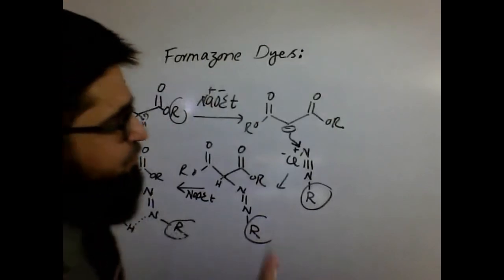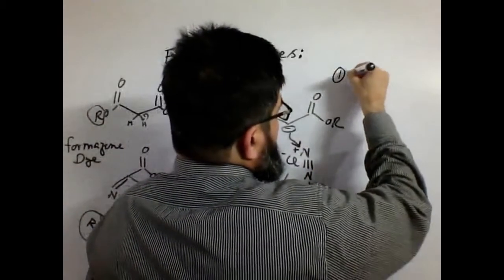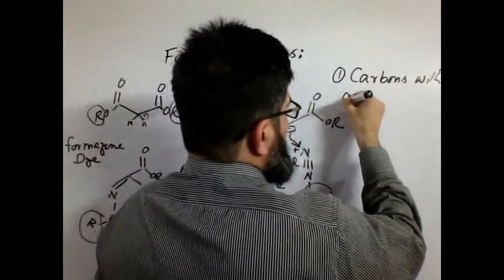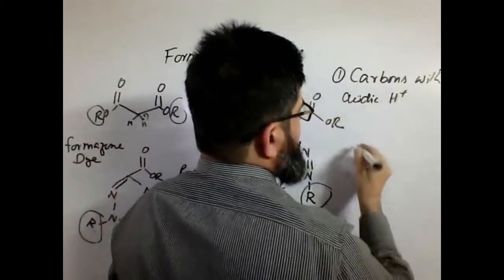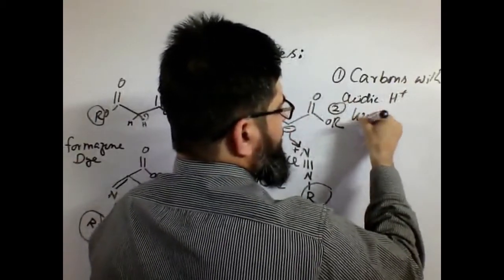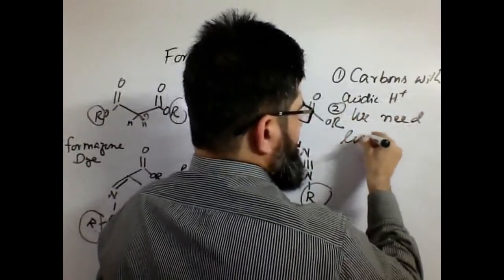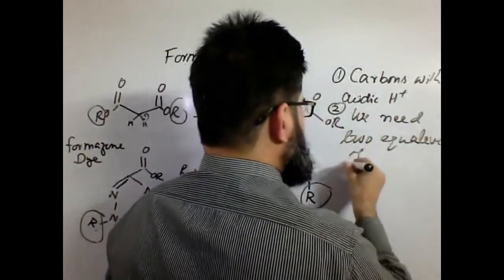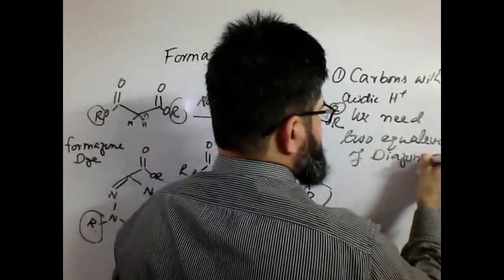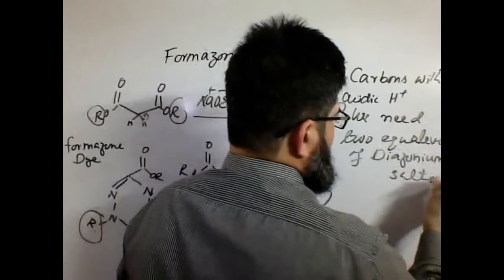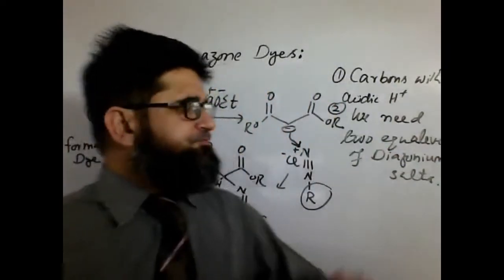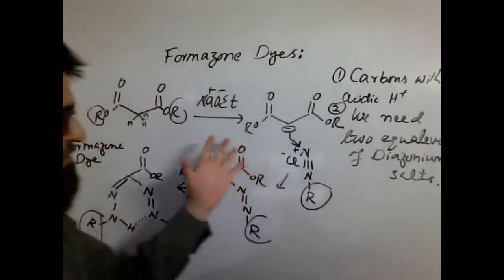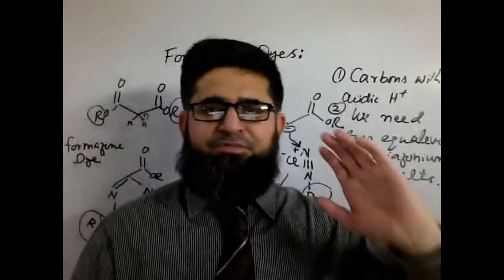As I've told you, two things are required. Number 1, carbons with acidic protons, and number 2, we need two equivalents of diazonium salts. If you have the availability of these two entities, two reactants, you can react them together as per the scheme in the presence of a strong base. You can prepare Formazan dye.